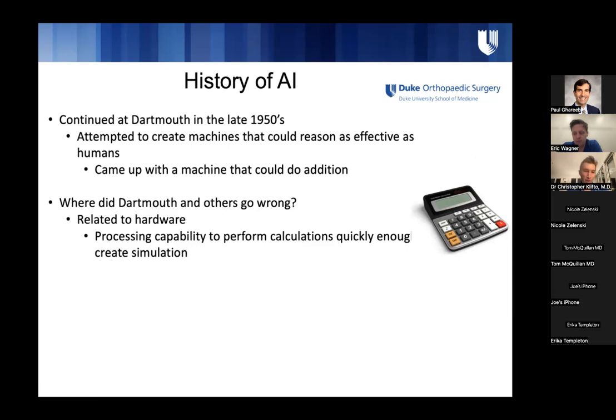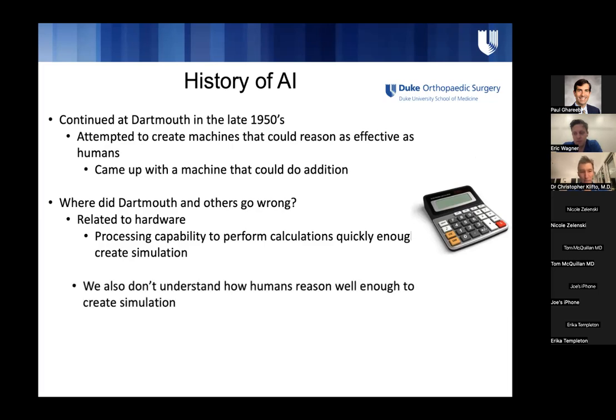And the question is, it's all related to hardware. No matter how smart these people were and how advanced thinking they were, they could not overcome the hardware issues. And that's where a lot of our limitations are right now. They just didn't have the capability to process quick enough. And the truth is, we also don't understand how humans reason as well, to be honest with you, as much as we think we do. So it's really hard to make a computer system that reasons as well as a human if we don't know how we reason ourselves. And this led to something called the first AI winter.